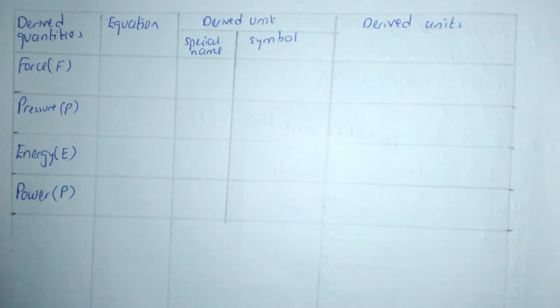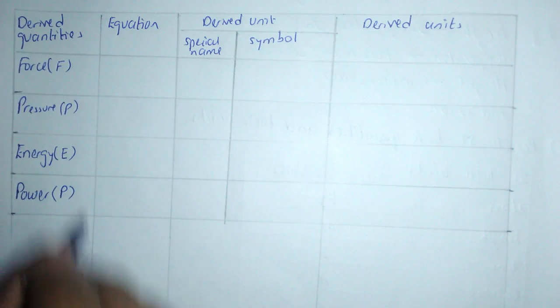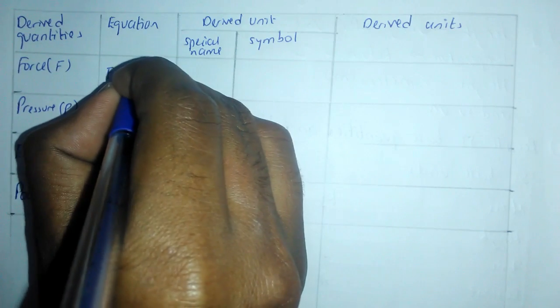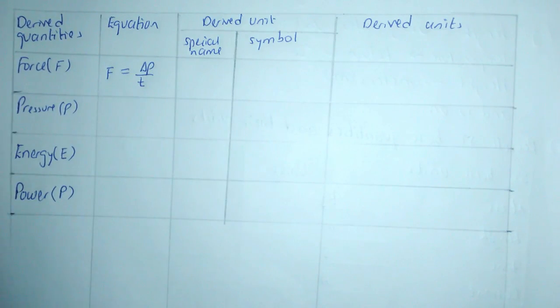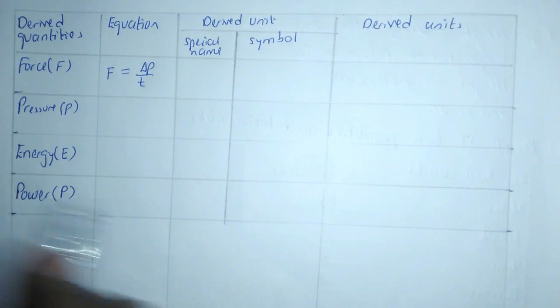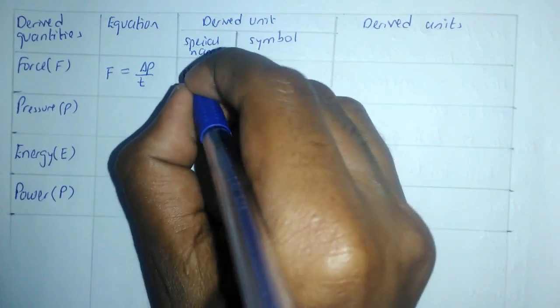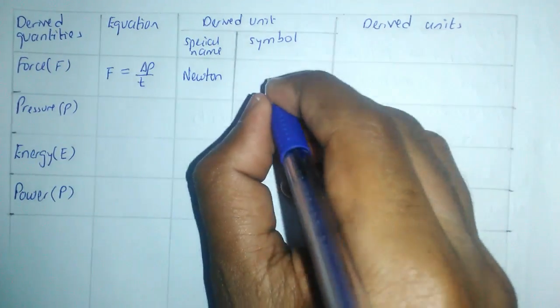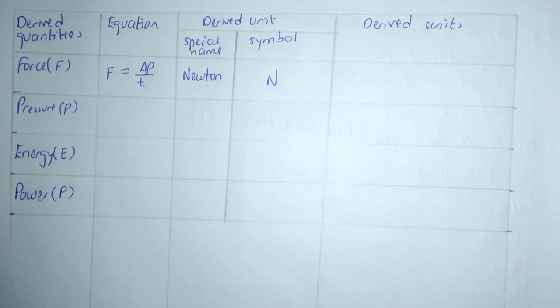Okay, let's now move a bit further and take a further look at the derived quantities. The first one we're gonna be seeing is force. Now the definition of force in physics is that force is defined as the rate of change of momentum. So it is the change in momentum divided by time. And the special name given for the unit of force is Newton. And the symbol for Newton is capital N.